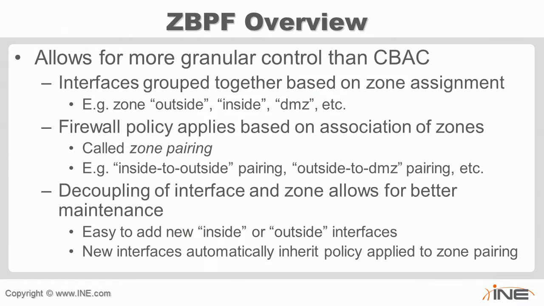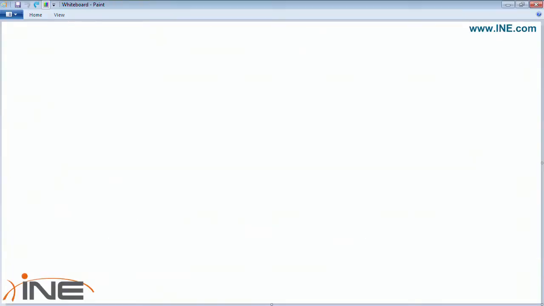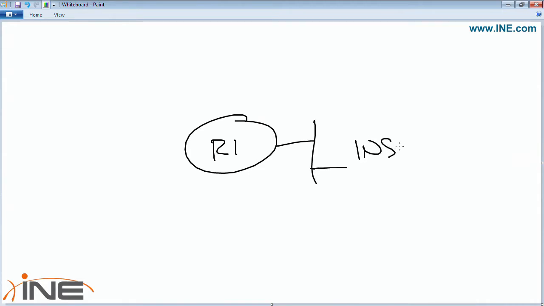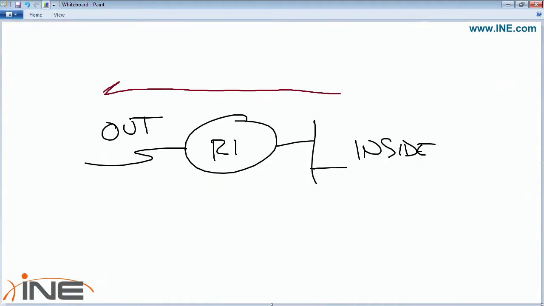Now, when we look at this in comparison to the previous CBAC configuration, if we have router 1 that has two different interfaces, an inside interface that is connected to our trusted network, and an outside interface that is going to the rest of the public network, this policy is going to be pretty easy to maintain regardless of whether we are using the CBAC syntax or the zone-based policy firewall. In a design like this, typically what we would want to do is watch traffic as it moves from the inside network and goes out.